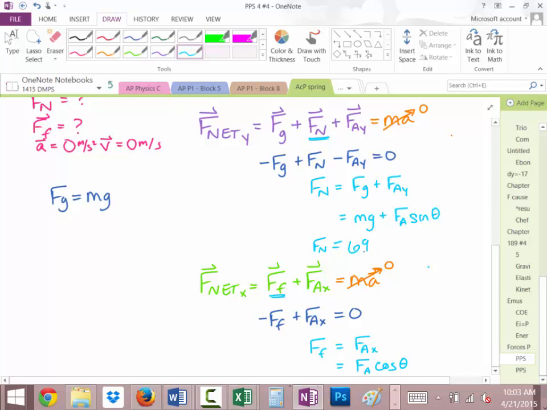Okay. And then what kind of a measurement is this? What are we measuring? Is it a mass? Is it a distance? Is it a force? What is it? It's a force. And forces are measured in newtons. There we go. Okay.